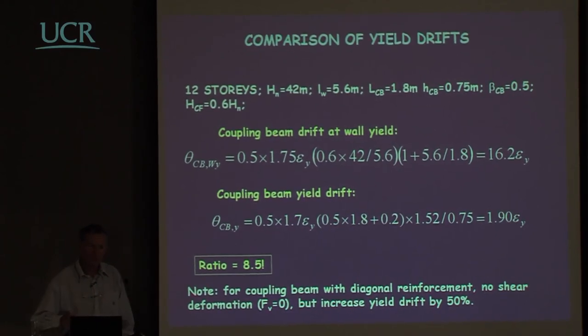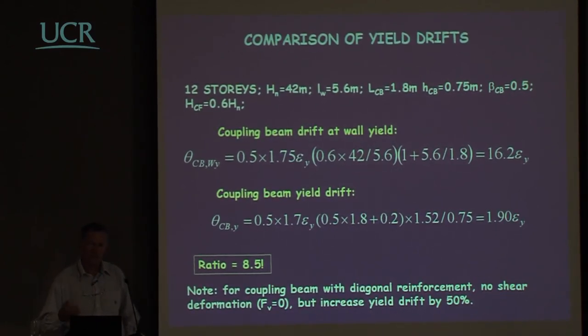So that relative magnitude lets you know the relative displacements, if you like, of when the coupling beam is going to yield and when the wall is going to yield. And you can see the ratio in this case is 8.5. So to imagine that you can get any reasonable idea of what the response of such a structure is by an elastic analysis which assumes that they're going to yield at the same time is clearly nonsense.